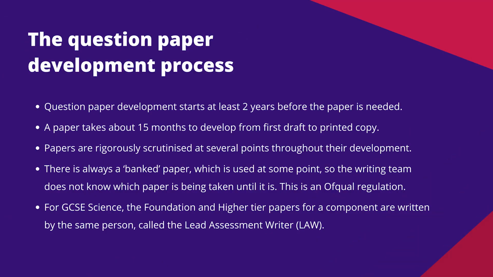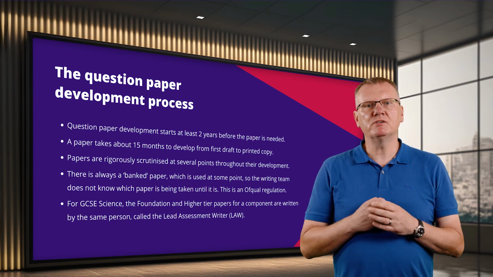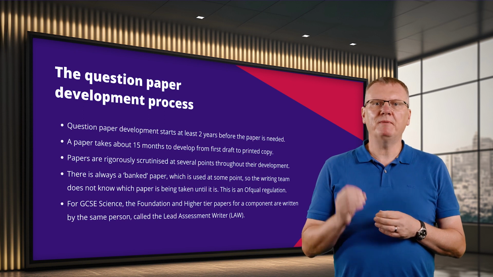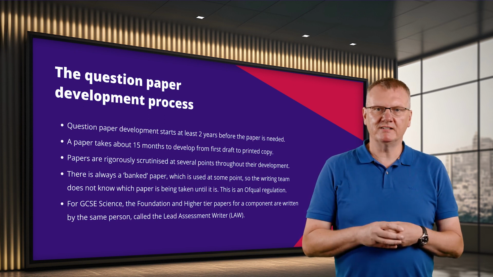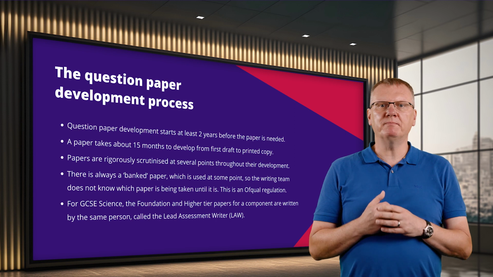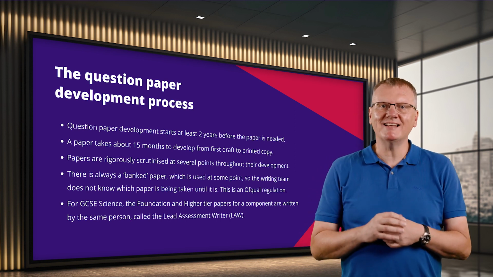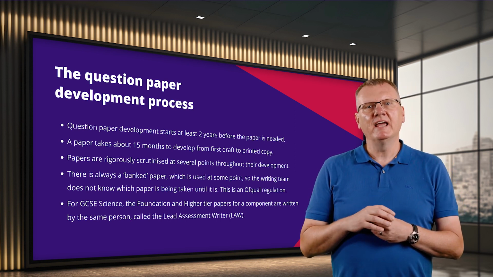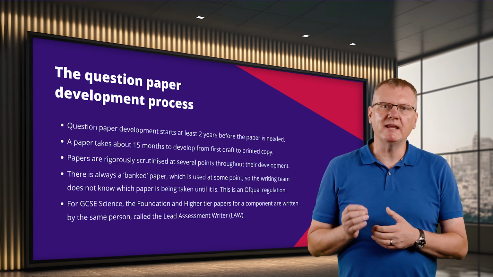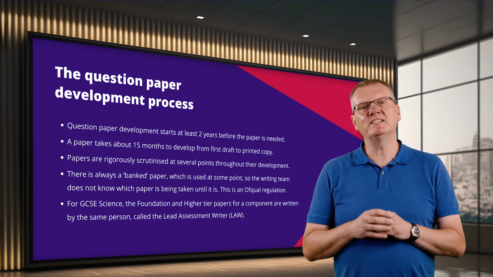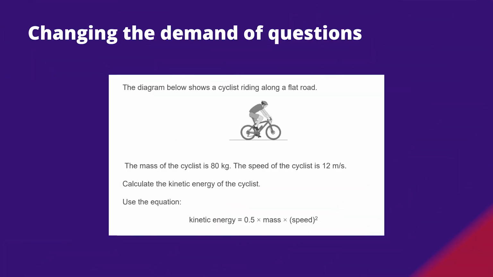Now we know what a question paper looks like, I want to give an idea of the whole paper production process. It takes about 15 months to produce a paper that is fit for purpose. The responsibility of producing the paper is the lead assessment writers. However, they are supported by a team of experienced teachers and examiners. The idea is to fine-tune the questions in a paper to ensure the paper provides the information required. So how do we do that?